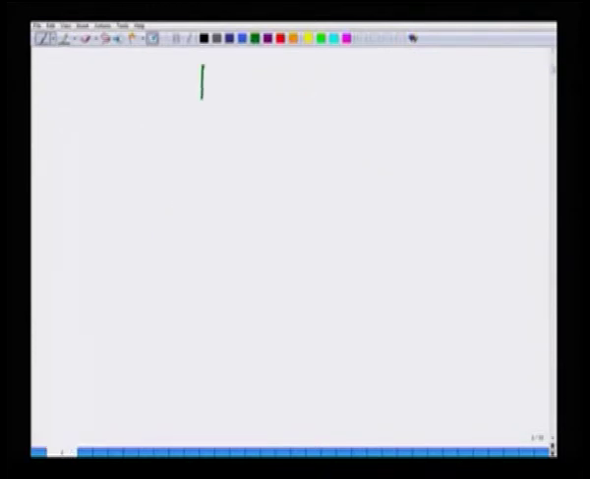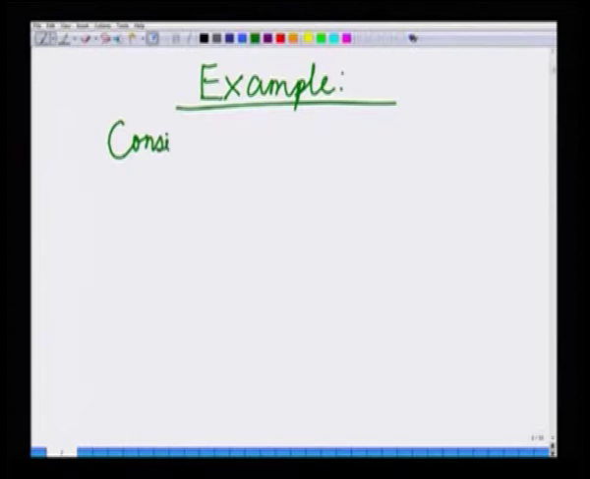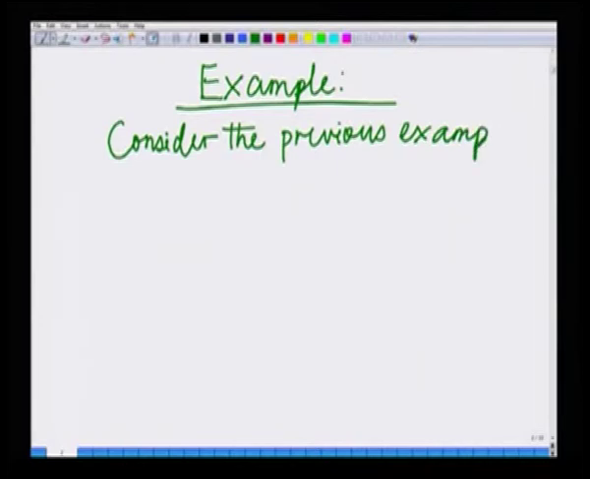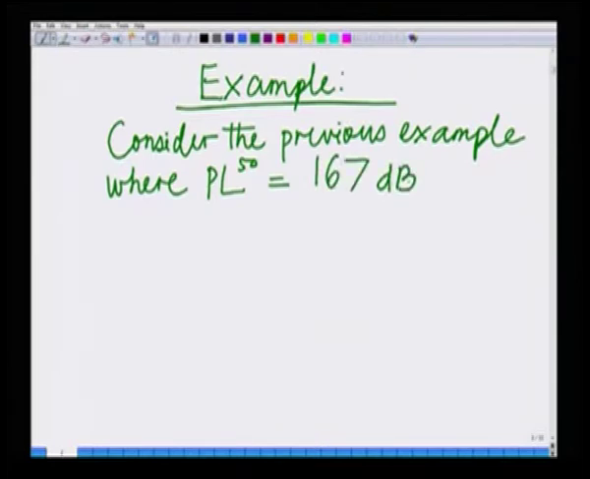Let us, to understand this better, consider an example. What I want to consider is the same model that we had used in the previous example, the Hata model, where the 50th percentile path loss was given as 167 dB. Now consider log normal shadowing.